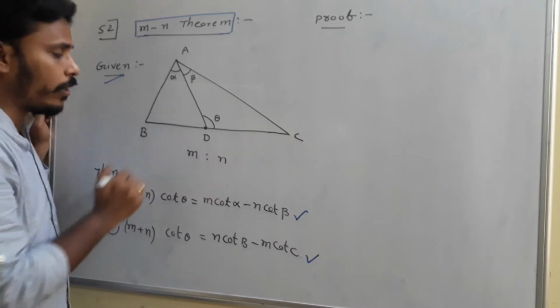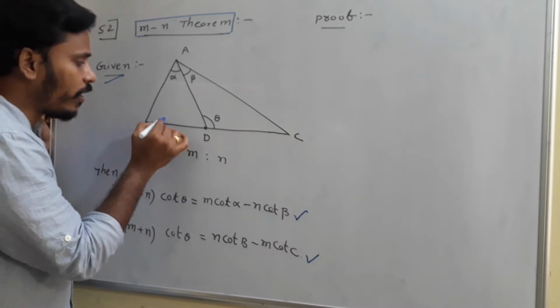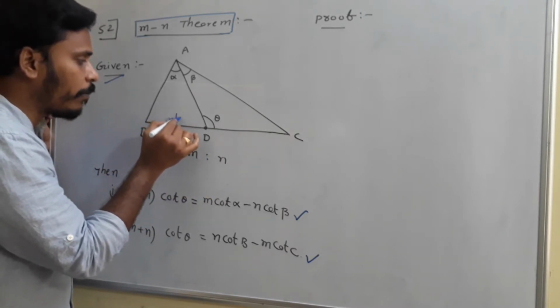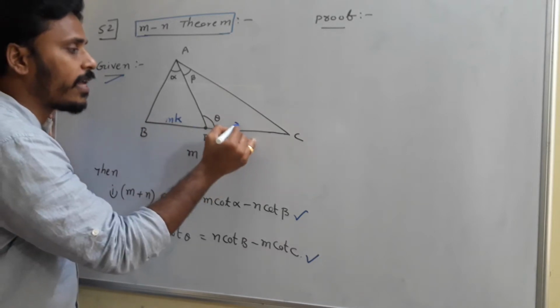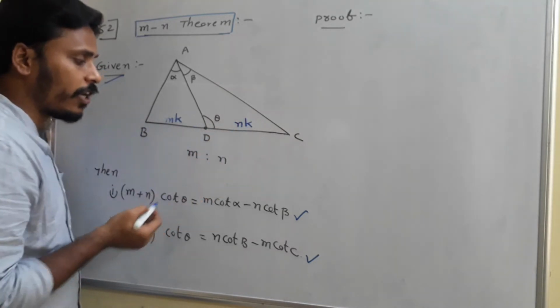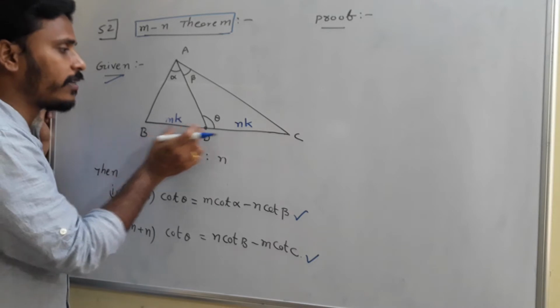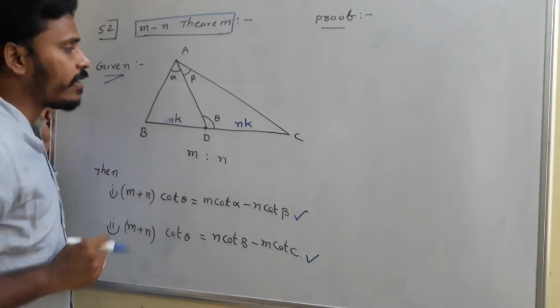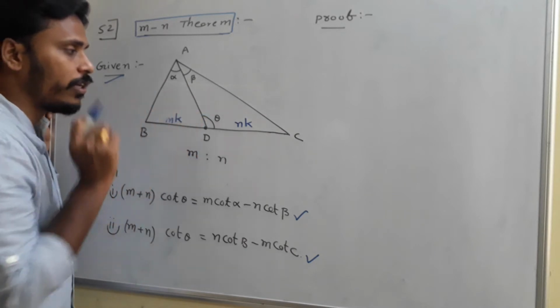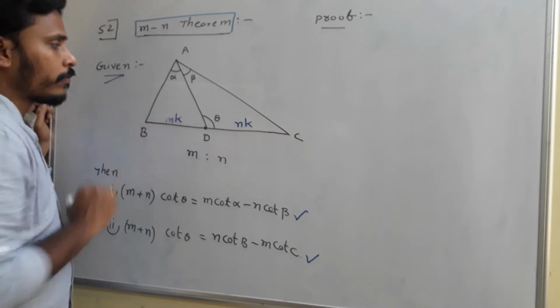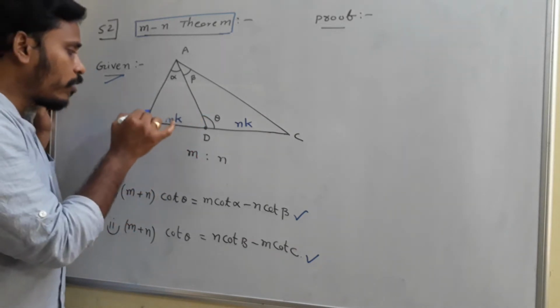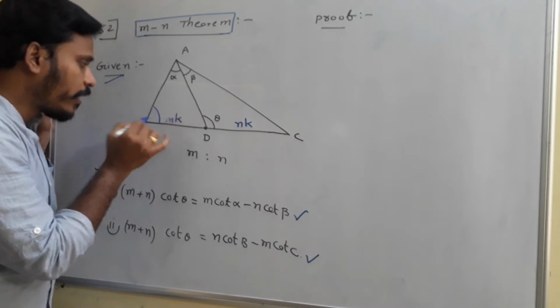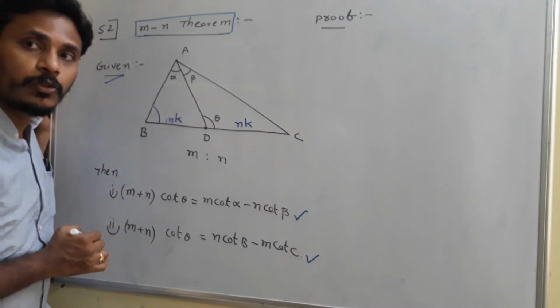Because the ratio is M is to N, you take this part as MK and this part as NK. These are the angles alpha, beta, and this is theta. Then what do you say about this angle? Think about it in terms of theta and alpha. What do you say about this angle?